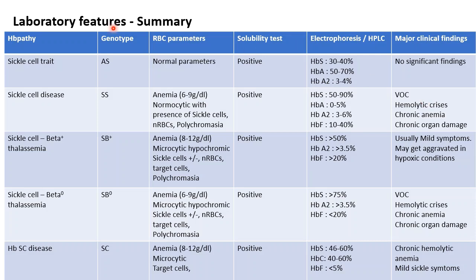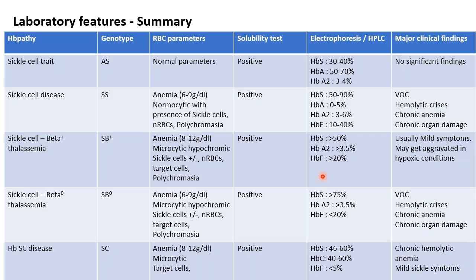In the double heterozygous sickle cell beta thalassemia, the genotype is S beta plus. Now this is a beta plus thalassemia, that means the quantity of beta chain would be lesser. These would present with an anemia of 8 to 12 grams per deciliter. Microcytic hypochromic, sickle cells might be present, might not be present. NRBCs are present, target cells might be present, might not be present. In this, HbS is usually more than 50%, HbA2 is usually more than 3.5%, and HbF is usually more than 20%. Clinically, these are milder but can get aggravated in hypoxic conditions.